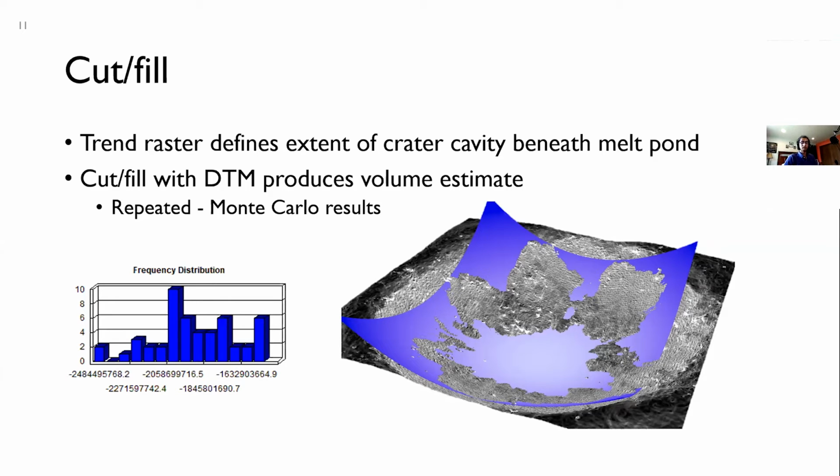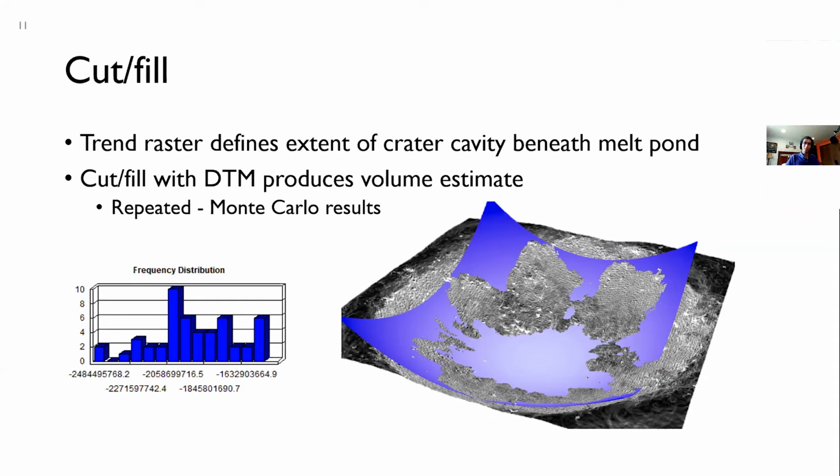Now, this is repeated many times, and it'll produce a distribution of volume estimates that looks something like that chart on the bottom left. That's a binned frequency distribution plot. And it'll tend to have a standard deviation of around 20% of its mean. And what you see on the right there is the paraboloid trend raster fitted to the crater walls, stacked directly on top of the crater DEM.